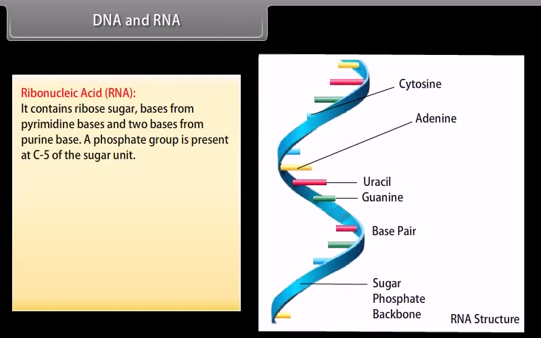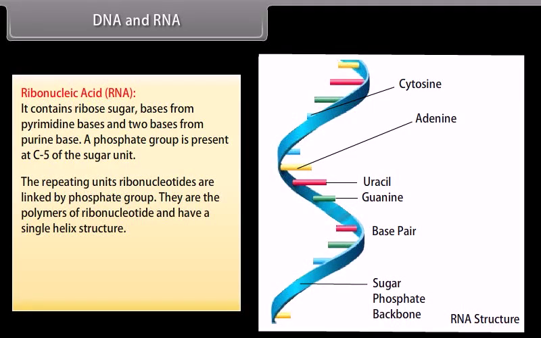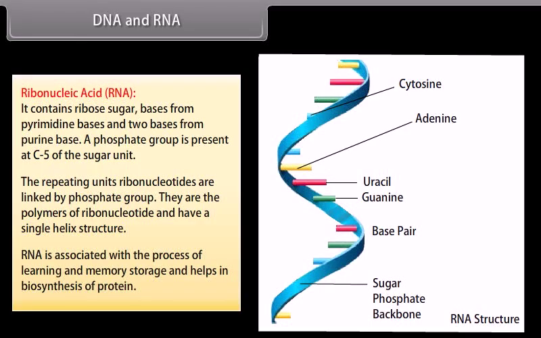Ribonucleic acid. It contains ribose sugar, 2 bases from pyrimidine bases, and 2 bases from purine base. A phosphate group is present at C5 of the sugar unit. The repeating units ribonucleotides are linked by phosphate group. They are the polymers of ribonucleotide and have a single helix structure. RNA is associated with the process of learning and memory storage and helps in biosynthesis of protein.